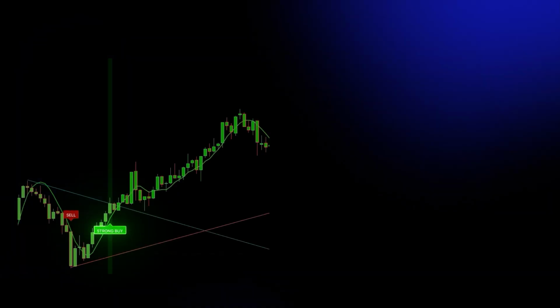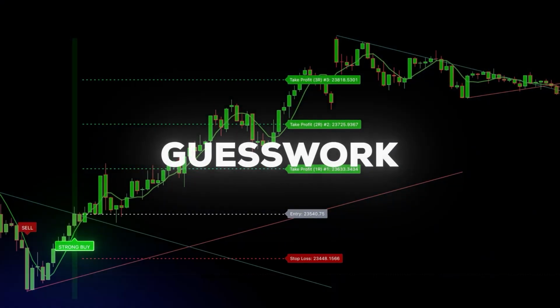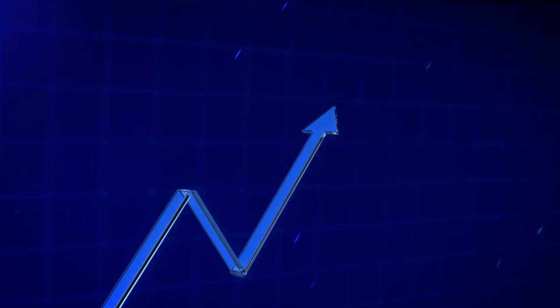For new traders, the key is to follow the plan. The indicator provides clear entry, target, and stop-loss levels. Sticking to these rules helps eliminate guesswork and increases consistency.